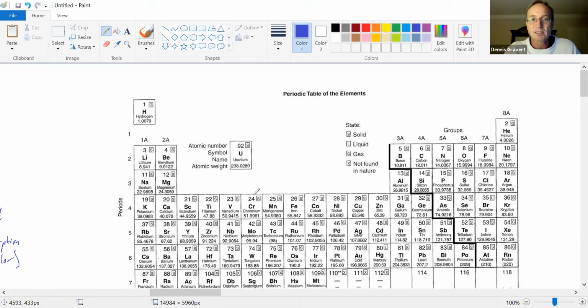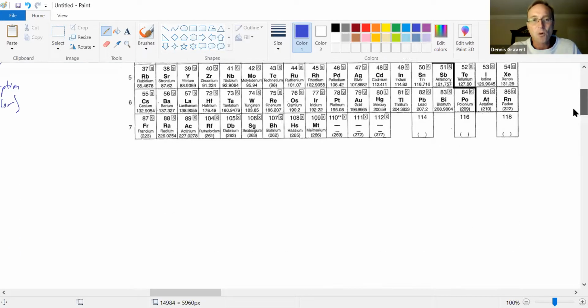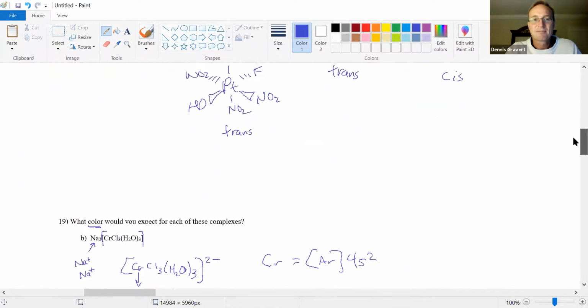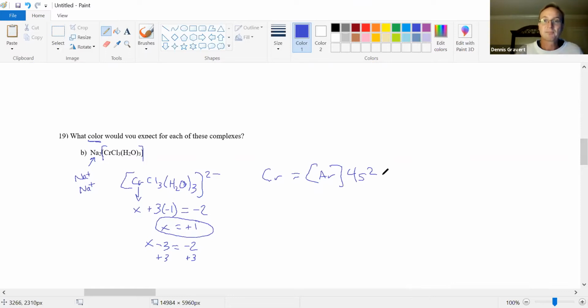You have 4d electrons, or do you? Yeah, chromium and copper are the exceptions. Chromium, you should have 4 electrons if you follow the trend. Should be 4s2, d4. But that's not right. This is one of the exceptions. So if you have your 4s electrons, and then you have your 3d, there's supposed to be 4 here.